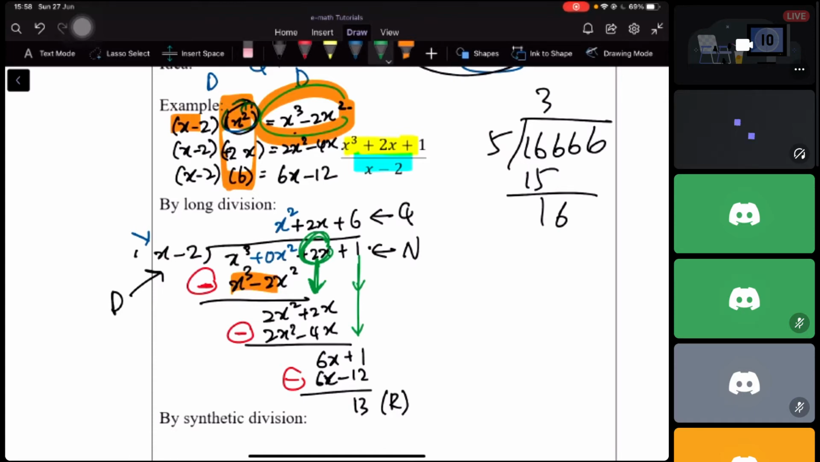What should you multiply to x minus 2 so that you can get rid of 2x squared? 2x. 2x put on top. Whatever you multiply, put here. Then minus, to get rid of your 2x squared. Then same story again. After you minus, you get 6x. Put down another term. Do the same thing. Multiply with 6. 6 put on top. Whatever you get, put here. Minus. Until you cannot continue. And that is a remainder.